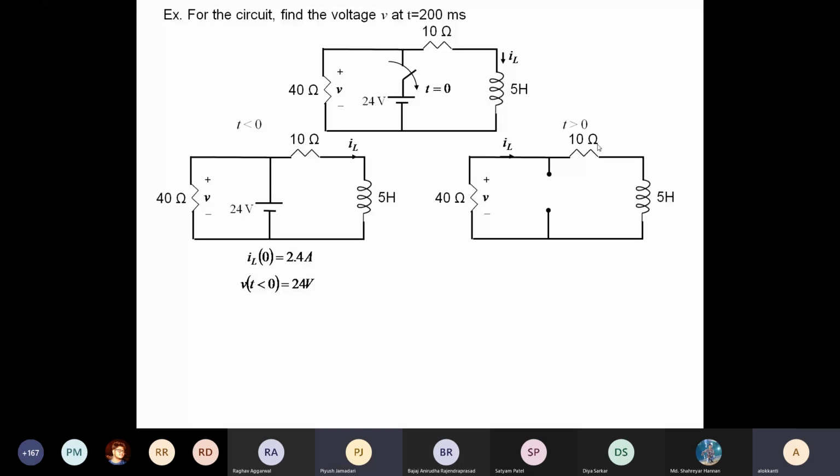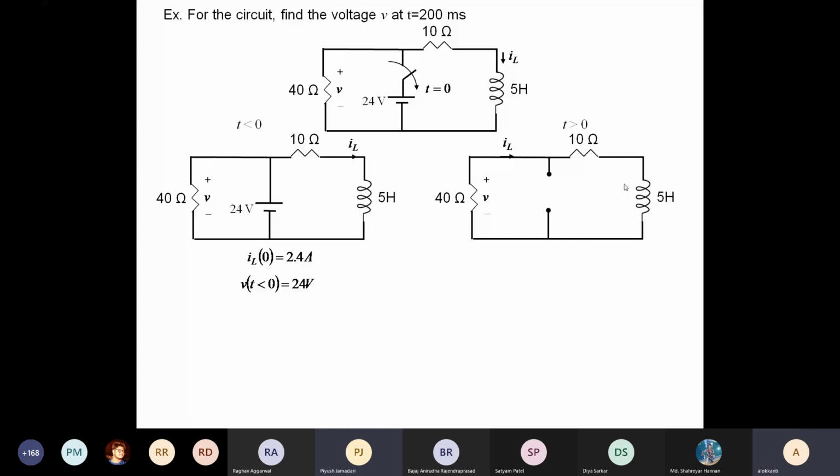Now, in this circuit, there was earlier current IL. So what will be the current? There will be some current now in the circuit because there is an inductor in the circuit which has the capability to store energy.